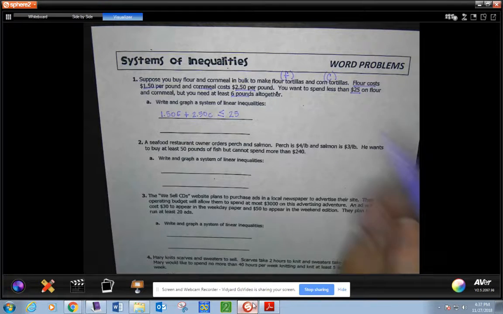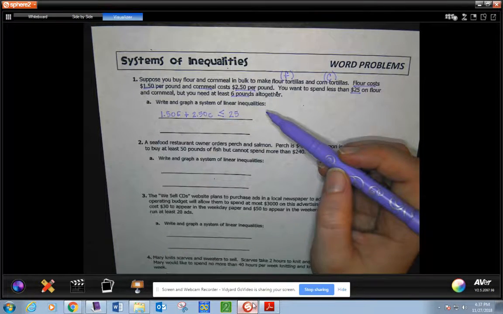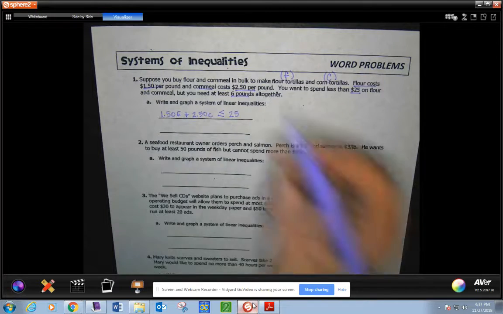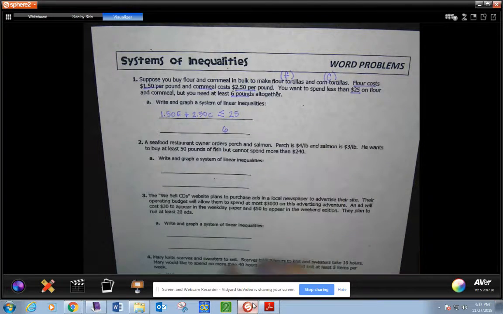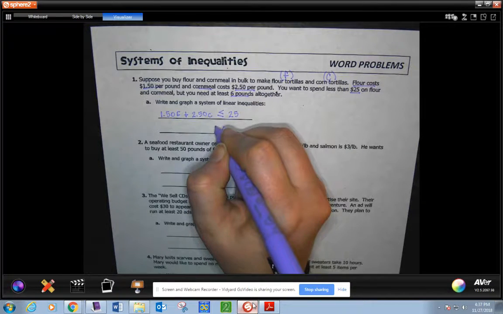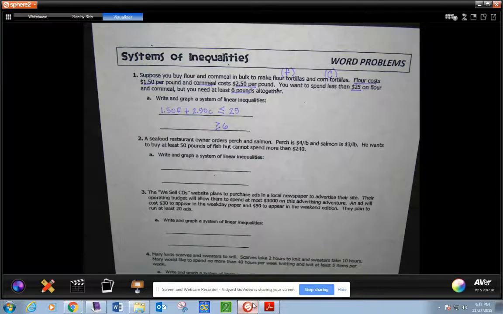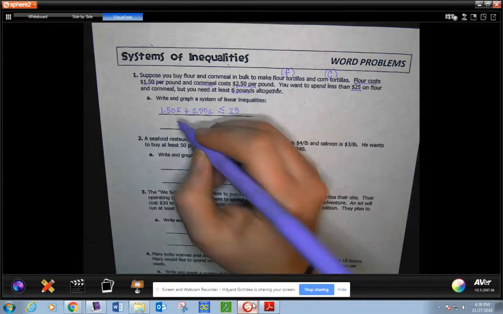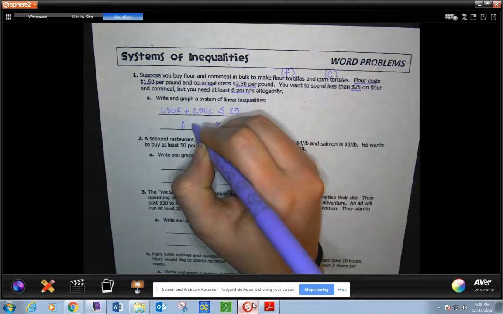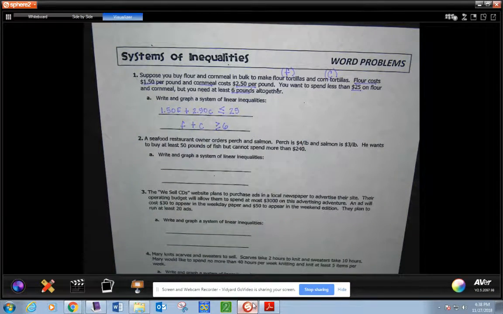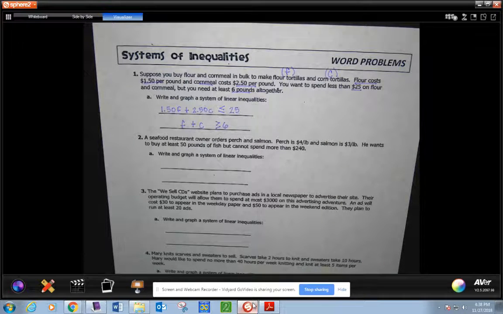Now, your other equation, all they give you is that you need at least 6 pounds altogether. So 6 is your total. And if you need at least 6 pounds, you can't have anything less than 6. So you're okay with having more than 6 or exactly 6. Now, since you need 6 pounds, you're just going to add the two things that you're talking about. So flour plus corn. And those are your two equations. That's all you're doing. I'm not making you solve today.